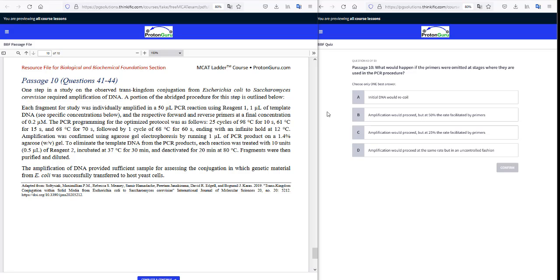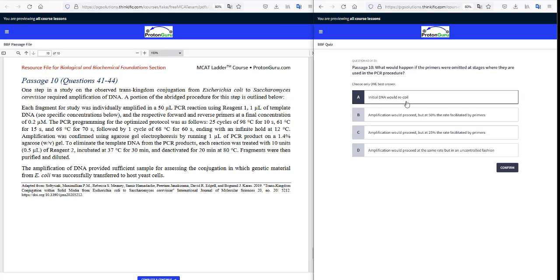What would happen if the primers were omitted at stages where they are used in the PCR procedure? All right, so this requires us to think through the PCR process. We have this DNA. We need to denature it, and that, of course, will result in the early steps of having 2 complementary strands of DNA. Now, if we don't add these primers, that initial DNA will recoil. Right? The primers will block the ends from sticking together like that, and this is what, in the end, allows us to amplify the DNA by growing more bases on those exposed strands.